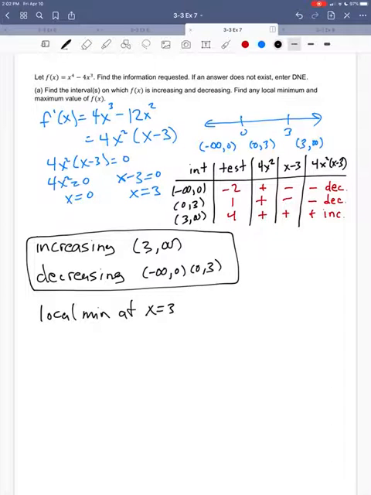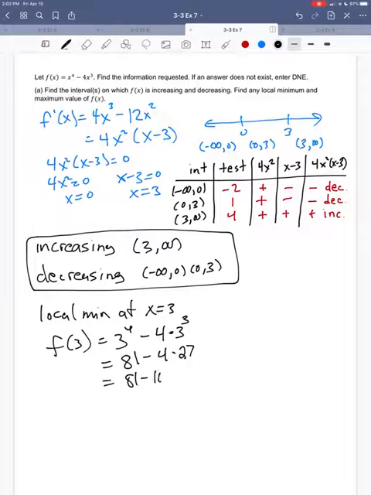To find the minimum itself, I'm going to have to plug in 3 to my function. So I'm going to get 3 to the 4th minus 4 times 3 cubed. So 3 times 3 times 3 times 3, 81, minus 4 times 27. That's going to be 81 minus 108, which is going to be negative 27. So my local minimum is negative 27, and that occurs at x equals 3.